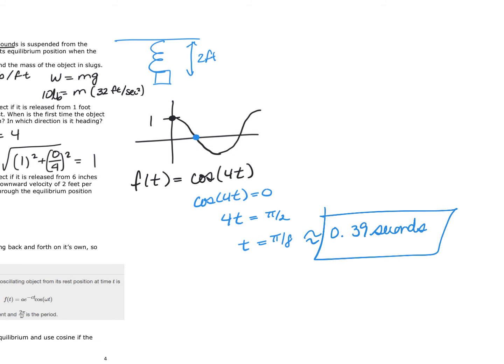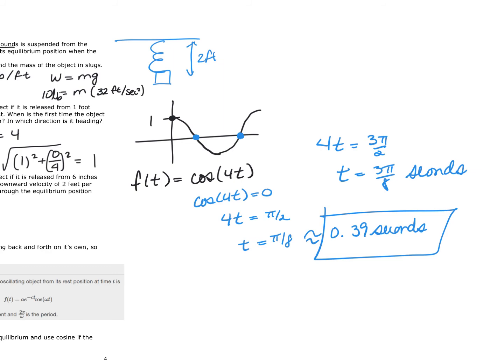Now the other time that I'm hitting equilibrium, if I was inclined, would be at this point. So I do this again: 4t is equal to 3 pi divided by 2, and I would end up with t is equal to 3 pi divided by 8, and whatever that is, seconds.